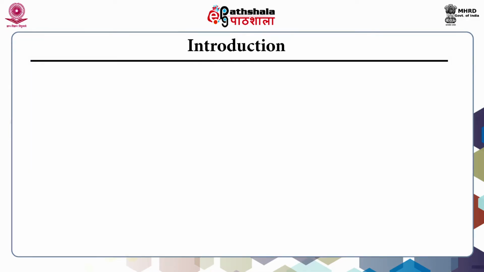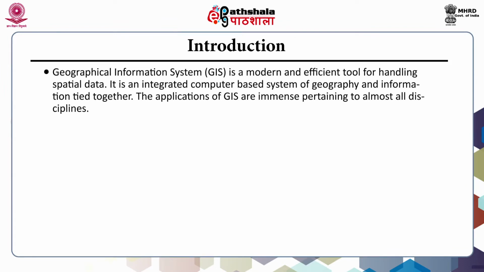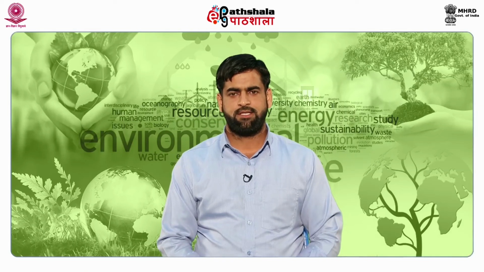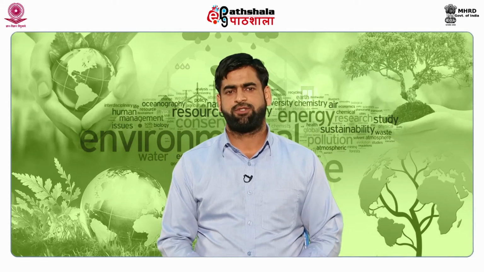Let us start with the introduction. Geographical Information System, that is GIS, is a modern and efficient tool for handling spatial data. It is an integrated computer-based system of geography and information tied together. The applications of GIS are immense, pertaining to almost all disciplines. Global Positioning System, that is GPS, further enhances the capability of GIS by providing real-time positional data along with several applications. In this module, the working of GIS and GPS is briefly explained along with their areas of application.